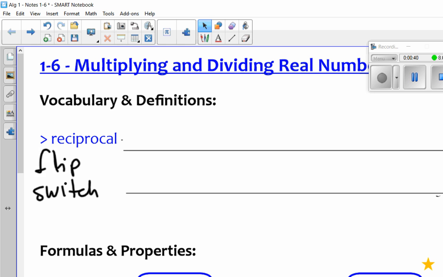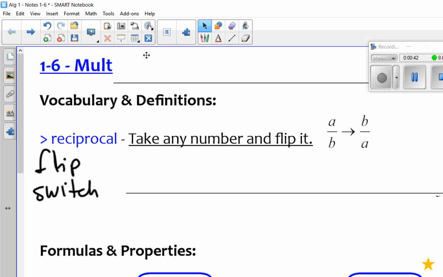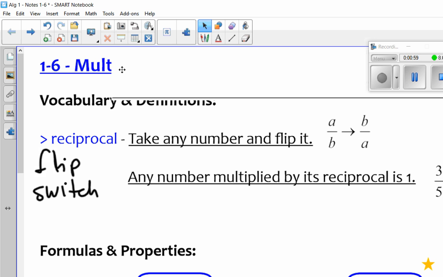So reciprocals are really talking about taking a fraction and flipping it. They use letters here first. Just a over b. When I take its reciprocal, I flip it. It becomes now b over a. So not too difficult there. Let me show you, instead of using a and b, some real numbers. If I have 3/5, I flip it and it becomes now 5 over 3.